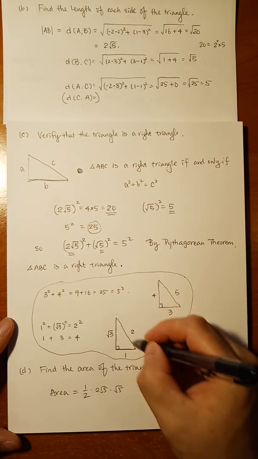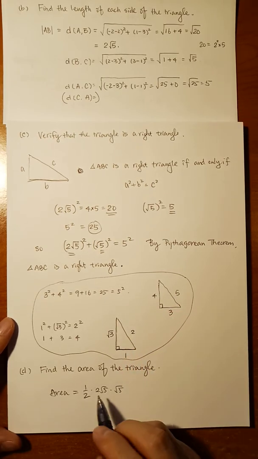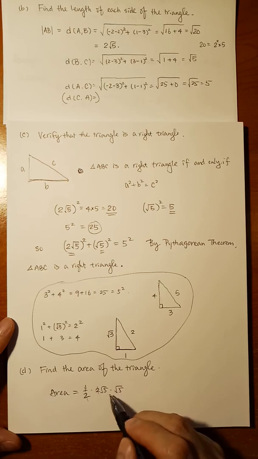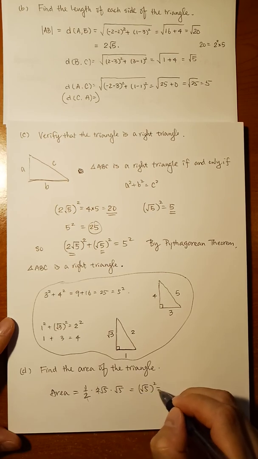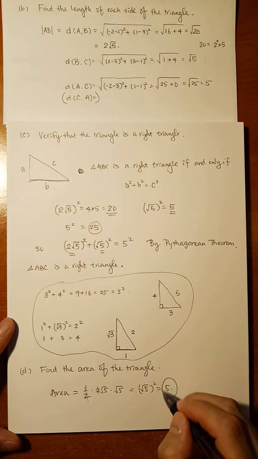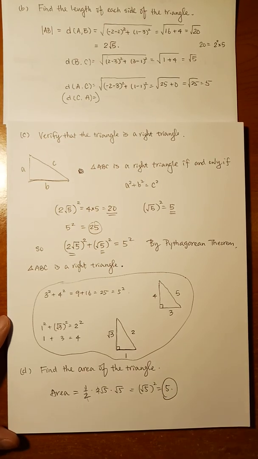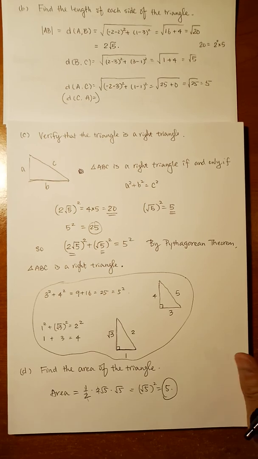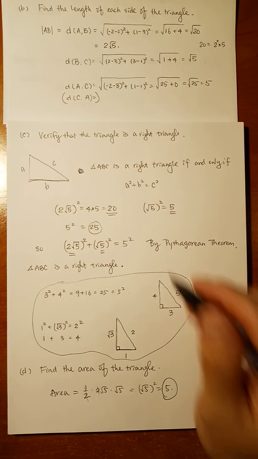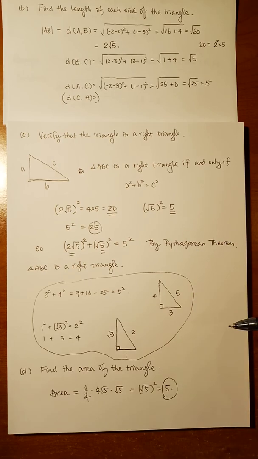So you get 1/2 times 2 square root of 5 times square root of 5. The large number, the one separated on one side of the equation, is the hypotenuse. It's not the base, it's not the height. Okay? So 1/2 cancels with 2. You get square root of 5 times square root of 5. Square root of 5 squared is equal to 5. So the area is 5. Okay? So that's the answer to D. And this is a complete example. It's very fancy, but basically it just uses the distance formula plus the Pythagorean theorem.